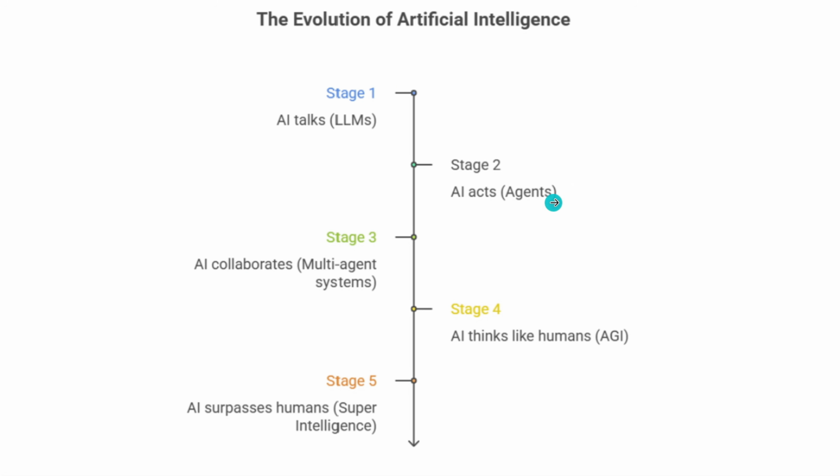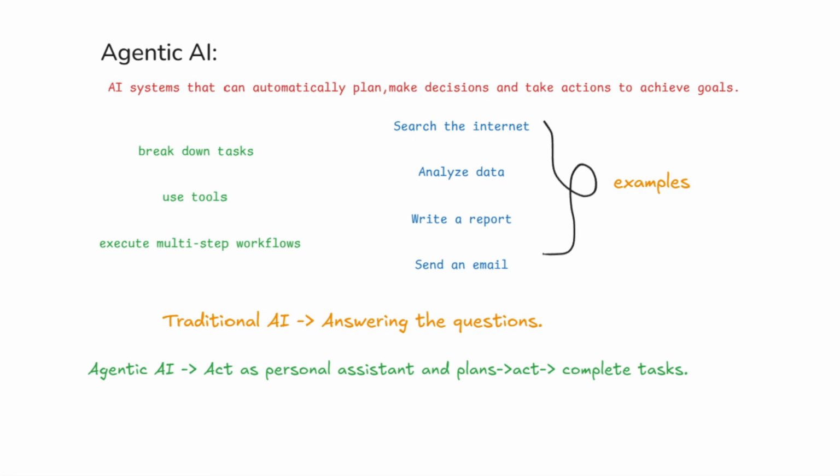In these stages, we are going to learn about stage one, the AI that talks like LLMs, stage two about agentic AI, stage three about multi agents, stage four about general intelligence, and stage five about super intelligence. Getting to stage two, the LLMs era is over, and we are now in the agentic AI era, where the AI agents act, plan, and execute tasks. We'll learn about agentic AI first.